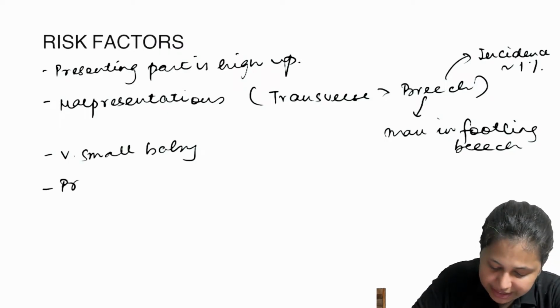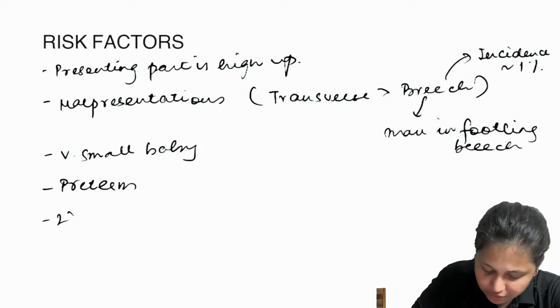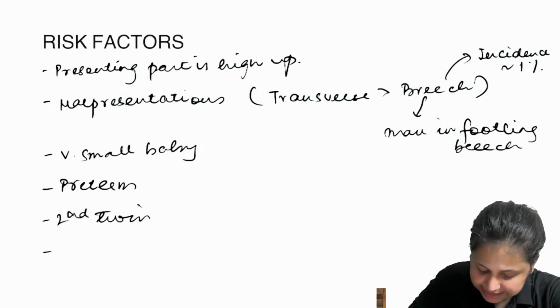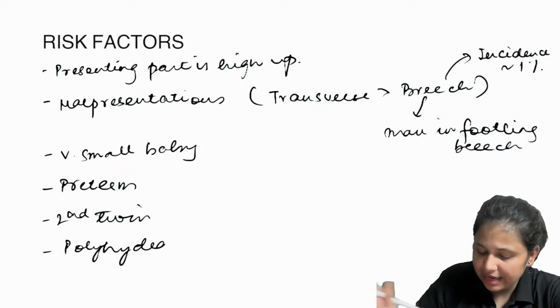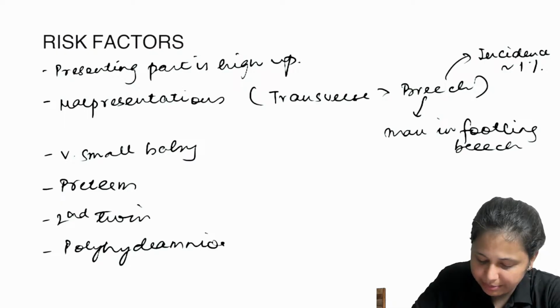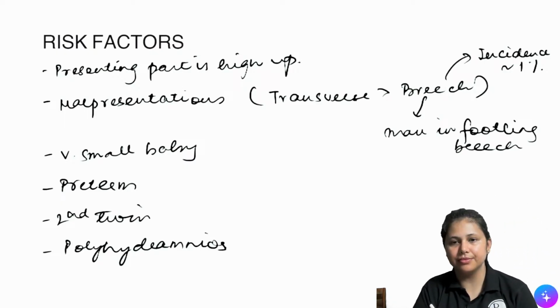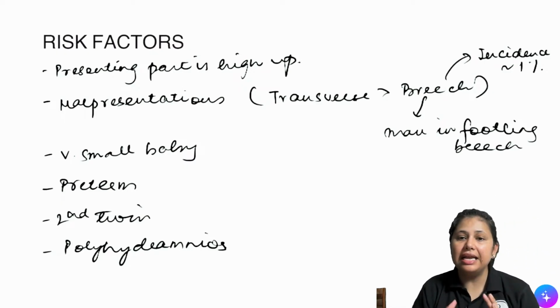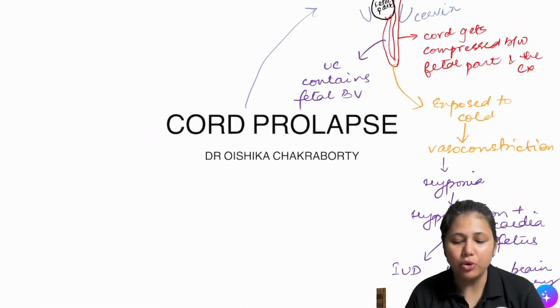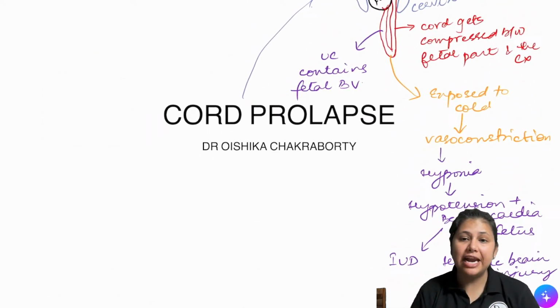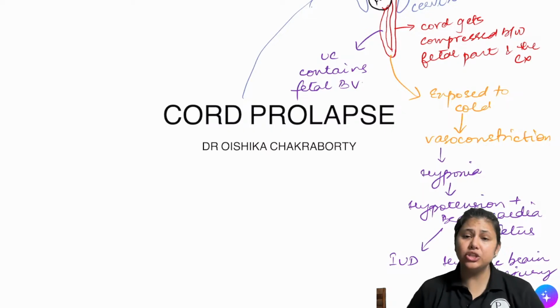If the baby is preterm, in case of second twin, because it may be transverse, in case of polyhydramnios. Got it? So these are the reasons why the cord could suddenly slip out of the cervix into the vagina or out of the body, and this could cause huge problems in the fetus. Right. So this is about your cord prolapse. So I have told you why we are scared of cord prolapse, why it is so dangerous, right?